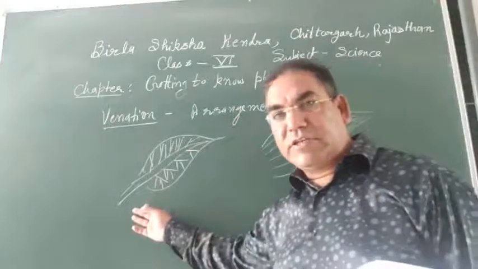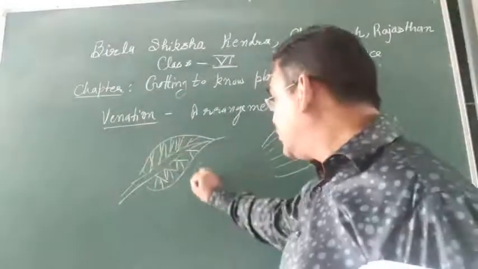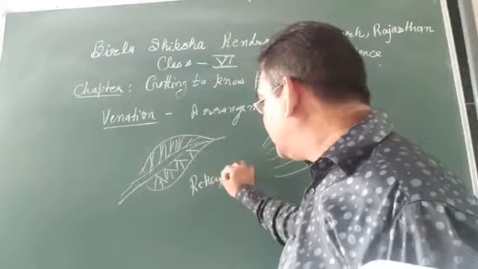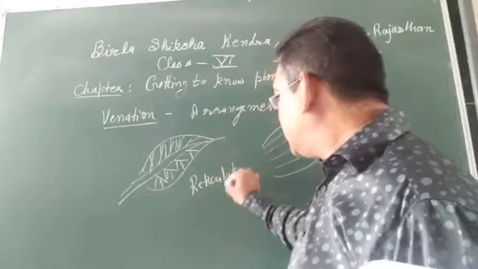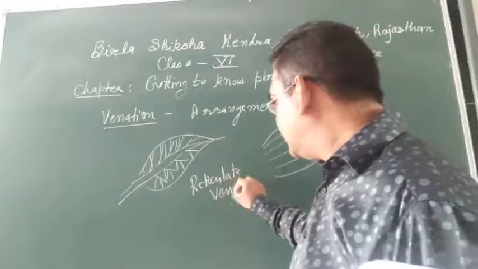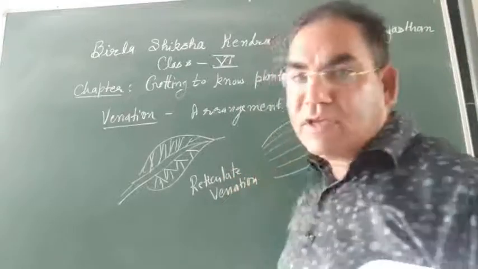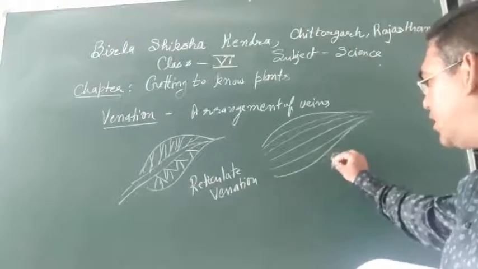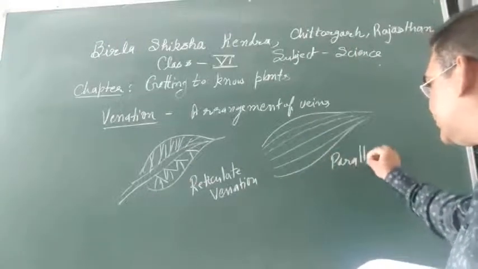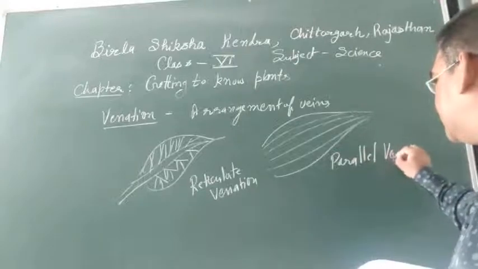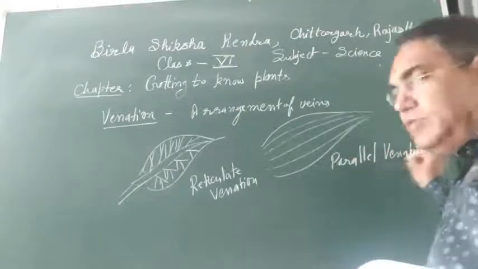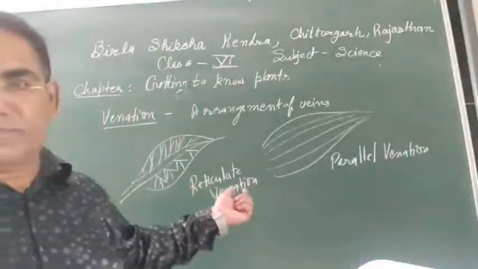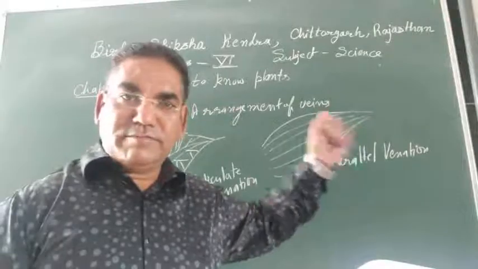Which kind of leaf venation is this? Network, reticulate venation. This is the reticulate venation, and this is parallel venation. So there are two kinds of leaf venation that occur in leaves: reticulate venation and parallel venation.